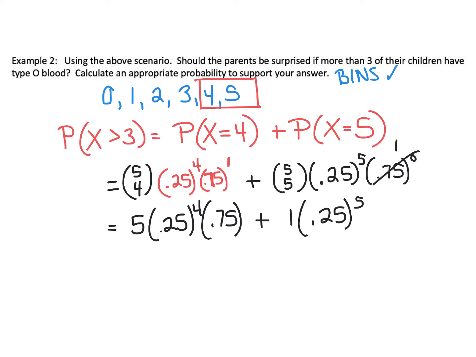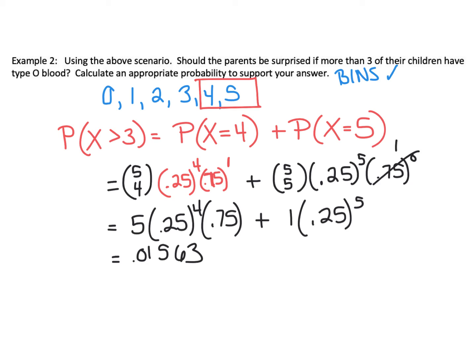Okay, so if you type this in your calculator, you get 0.01563. And if you think about it, is that unusual? Well, yeah, that's less than 5%. Remember, we use our 5% as our cutoff. So would the parents be surprised if more than 3, meaning 4 or 5 of them, have type O blood? Yeah, I would think that they would be surprised.